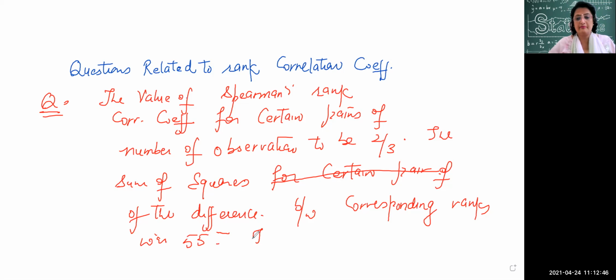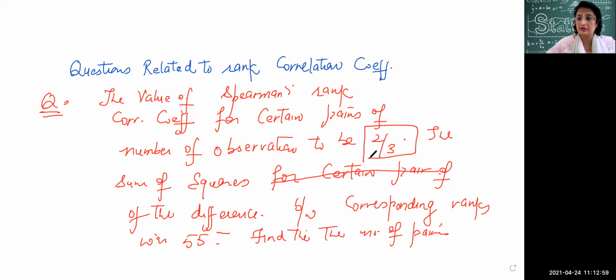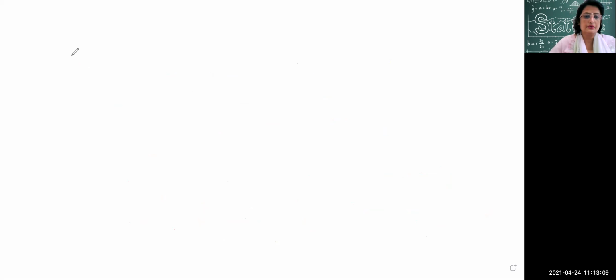Find the number of pairs. हमें ढूंढना है कितनी observations हैं. Find the number of pairs. So this is today's question. So what we have given the rho, we have given summation of d square, and we have to calculate what is the value of n. So let's start. Let's see the solution.